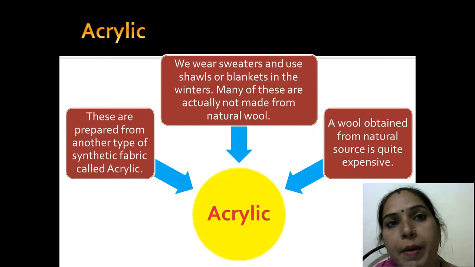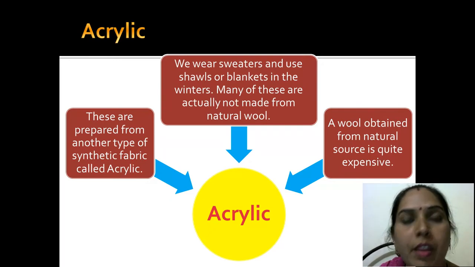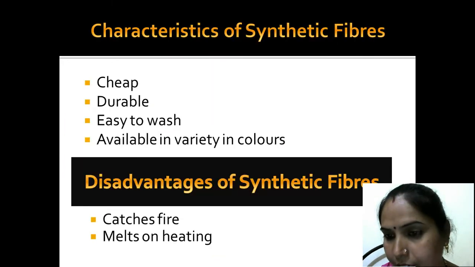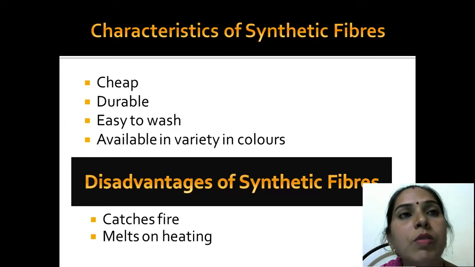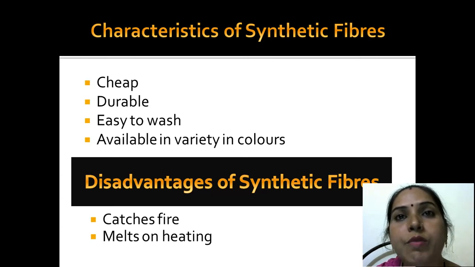Wool materials are prepared from synthetic fiber, that is acrylic. The wool obtained from a natural source is quite expensive. Here is acrylic and its importance. Now, characteristics of synthetic fibers, that is, the properties of synthetic fibers.